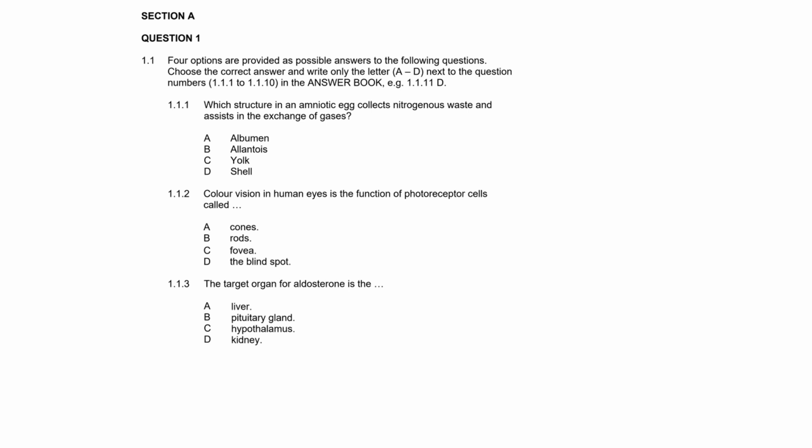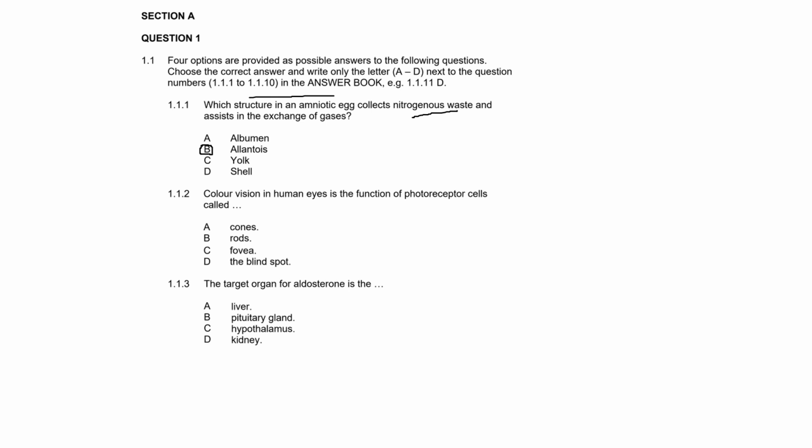So we are being told: which structure in an amniotic egg collects nitrogenous waste and assists in gaseous exchange? This one is all about those questions where they want you to know the functions of everything you find in the egg. So it's about knowing the function of things found in the egg. The one that collects nitrogenous waste and assists in gaseous exchange is what we call the allantois. That's the function of the allantois.